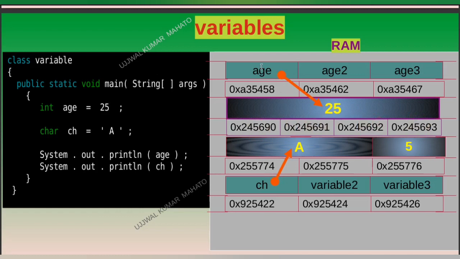So if the variable age has to reference 25, then it gets linked to the first byte of 25, and now the processor reads that 25 value from here, and it gives the value to variable age. It is the duty of the Java compiler to make the link between the variable age and the value 25.